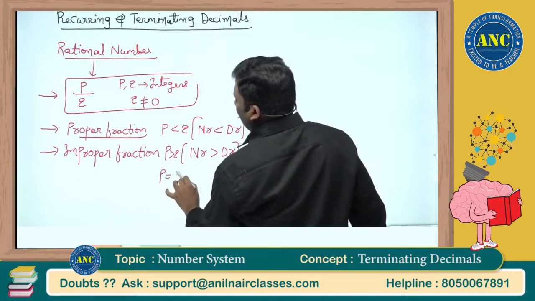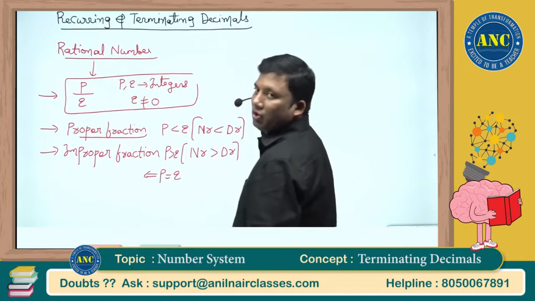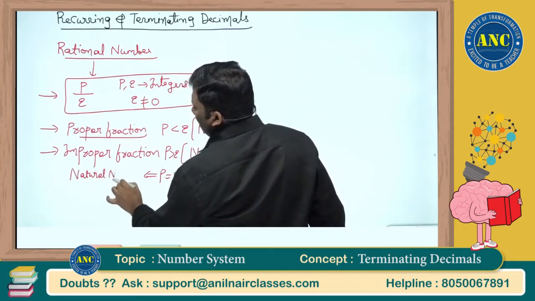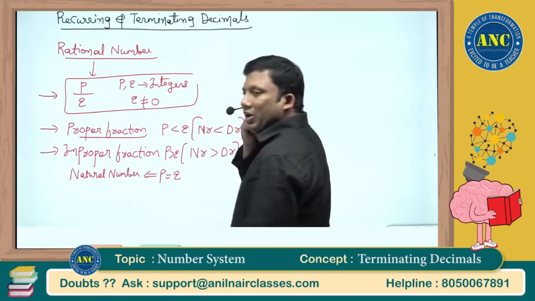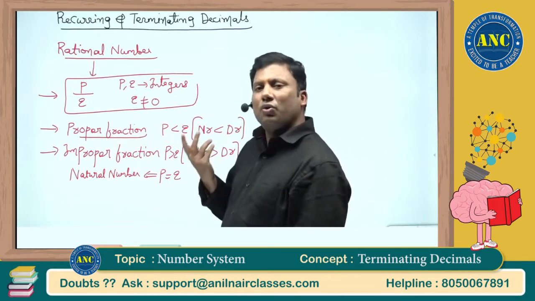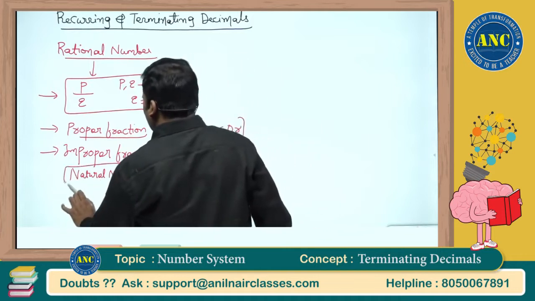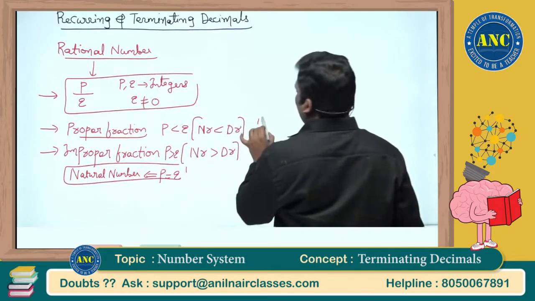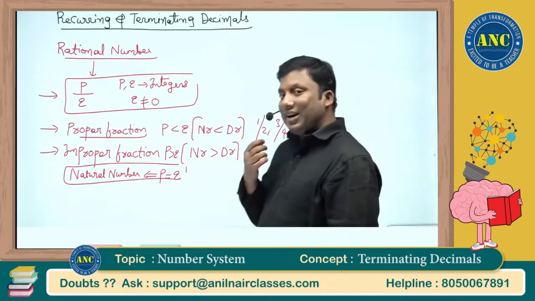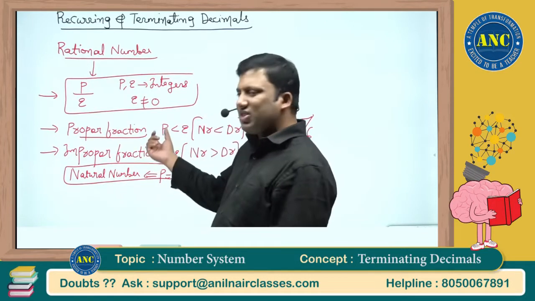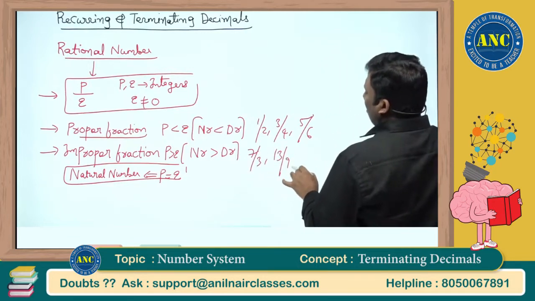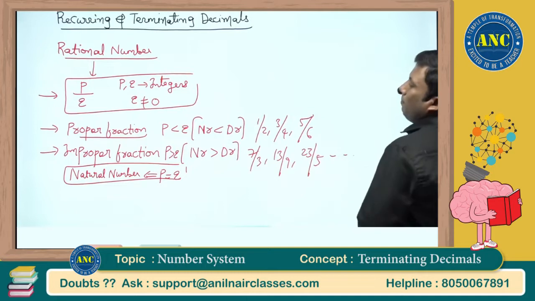If P is equal to Q, then it becomes a natural number. 2 by 2 is 1, 3 by 3 is 1. Either P equal to Q or Q is a factor of P, then it will result in a natural number. Examples of proper fractions: 1 by 2, 3 by 4, 5 by 6. Because we are taking a ratio, one part out of total parts, I will work with the positive values. 7 by 3, 13 by 9, 23 by 5 are all improper fractions.